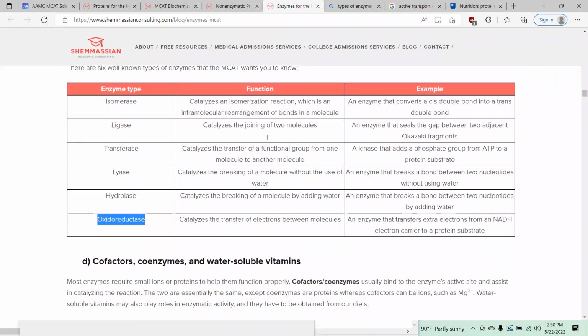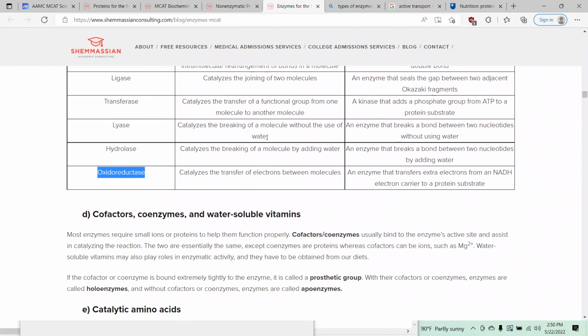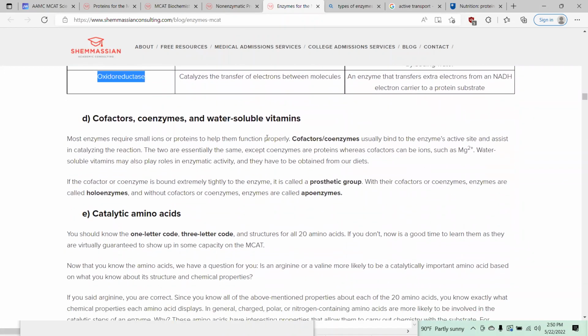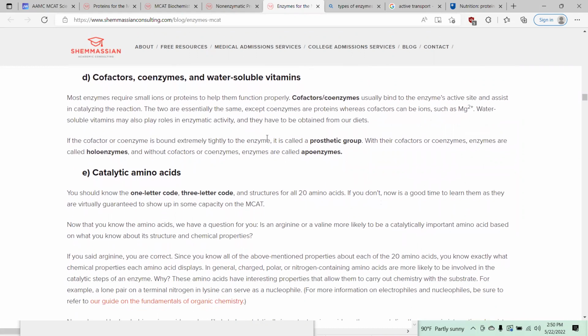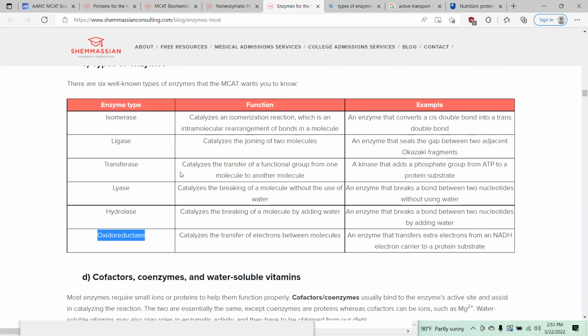You can definitely be asked, like, what kind of enzyme is this? That's something. What else? Cofactors, coenzymes. Oh, sorry, before we move on, any questions on the 6 different types of enzymes?